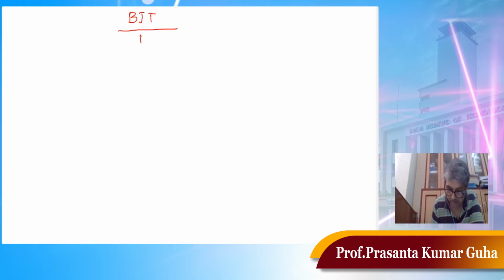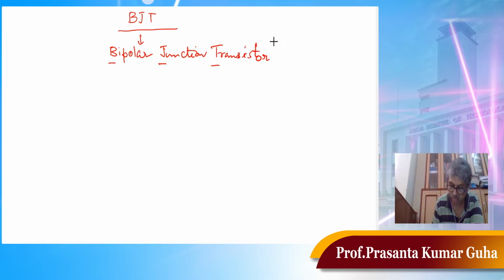Okay, BJT stands for bipolar junction transistor. As the device will have both the carriers, electron and holes motion, so it is called bipolar. We have also discussed the structure of BJT. So this is typically a 3-terminal device.